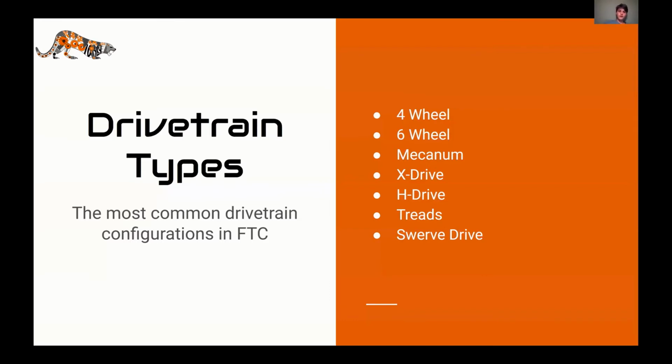There are a few different variations that we will go over. The ones that we will be talking about will be the four-wheel drivetrain, the six-wheel drivetrain, the Mecanum drivetrain, the X-Drive drivetrain, the H-Drive, the treads, and the swerve drive.